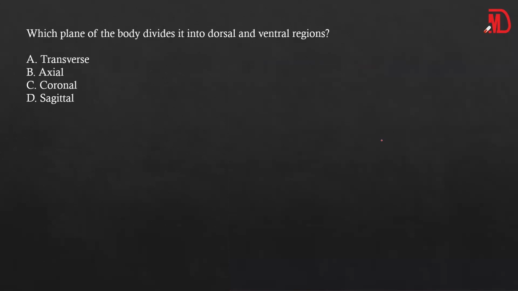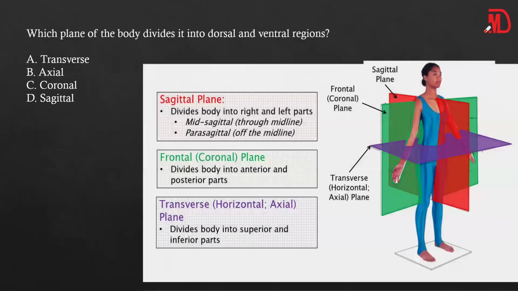Which plane of the body divides it into dorsal and ventral regions? Dorsal simply means posterior, ventral simply means anterior. So which plane of the body divides the body into posterior and anterior sections? Is it the transverse, the axial, the coronal, or the sagittal? So again, to understand this, let's use this beautiful diagram.